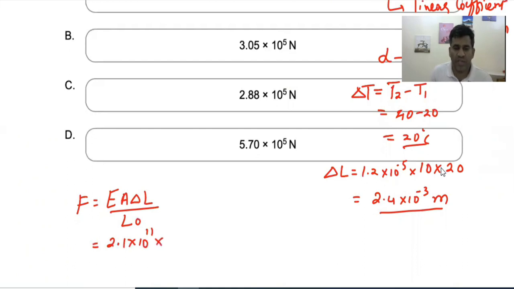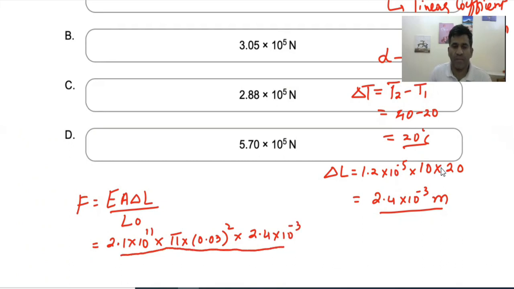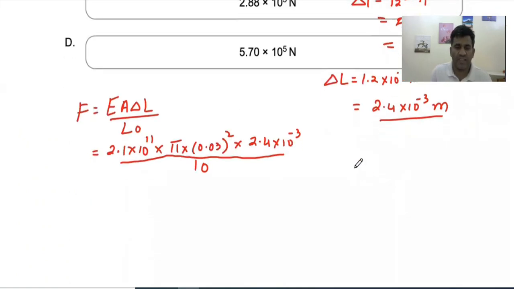Area is going to be pi times 0.03 squared, times the change in length, delta L, which we got as 2.4 into 10 to the power minus 3. This entire result is divided by L naught. What is the initial length we had? 10 meter. After inserting these values in the calculator, you'll get the answer.